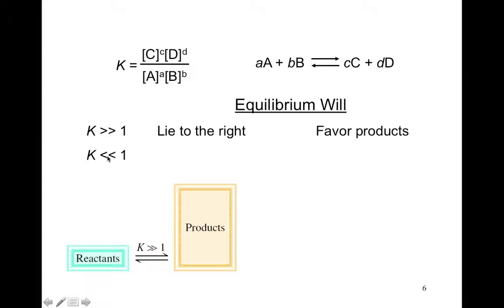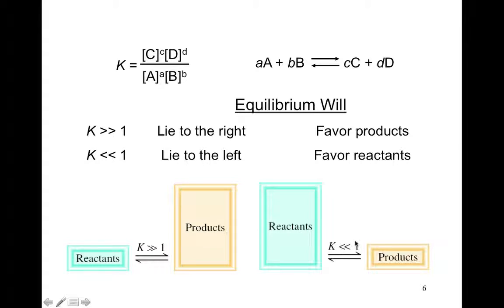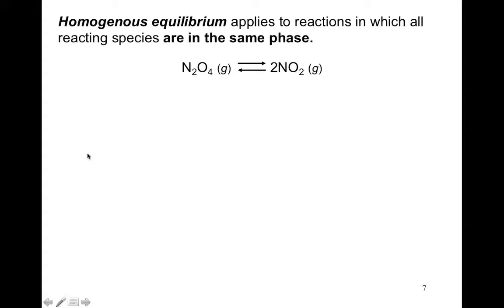Now if K is very, very small, we have a small concentration of products over a large concentration of reactants. And so we get a very, very small number. So it's going to take our equilibrium quite a bit to the left. So we know that equilibrium would favor reactants. It might look something like this. So our equilibrium constant tells us a lot about our equilibrium.